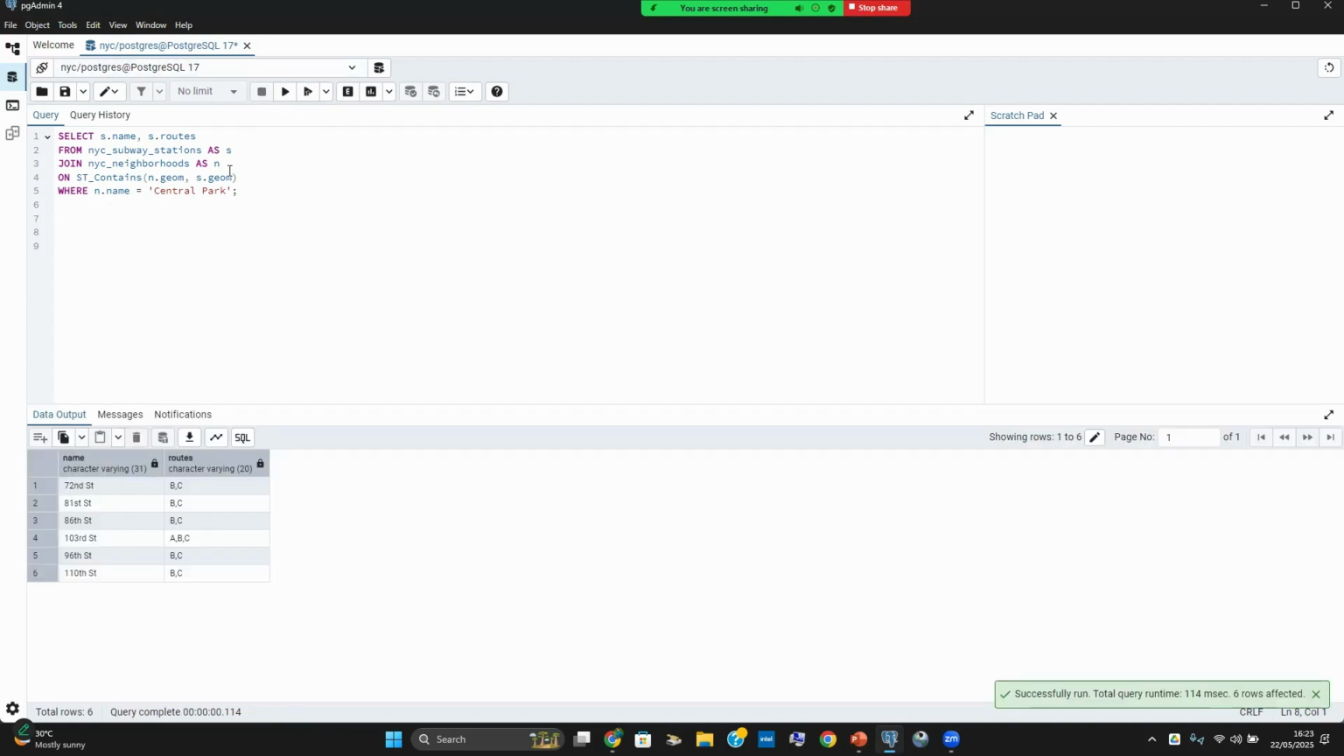And are there any subway stations in Central Park? Yes, there are. Oh, I forgot, I didn't mention this. But we're also selecting the routes of those subway stations. So there are 6 subway stations in this neighborhood of Central Park. There's Second, 72nd, 81st, 86th, 103rd, 96th, and 110th. And we're seeing here the routes that those subway stations take you to.